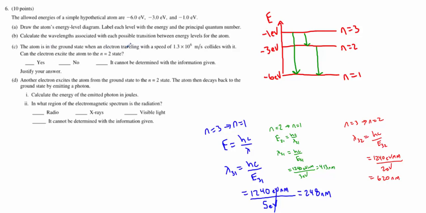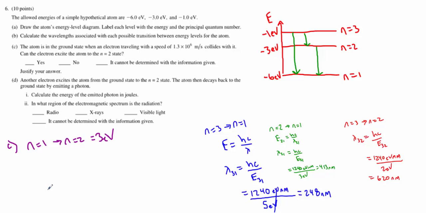Electrons can excite other electrons. We just need to figure out if it has enough energy first. So there's multiple ways of doing this. Perhaps first figure out the n equals 1 to n equals 2 requirements. So we're going to need 3 electron volts to excite to the n equals 2 level.